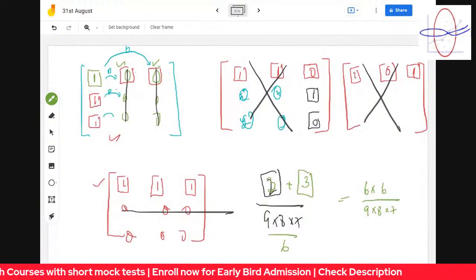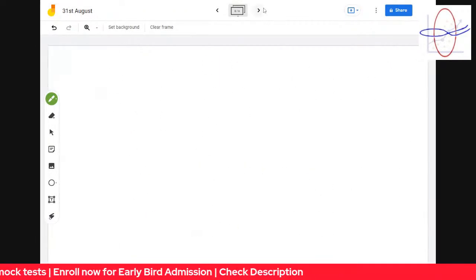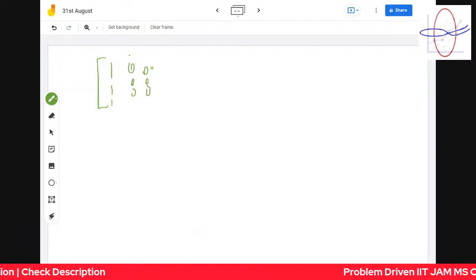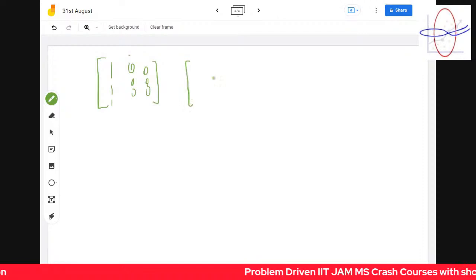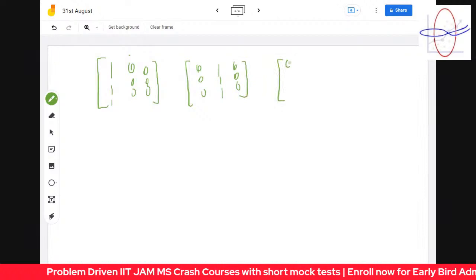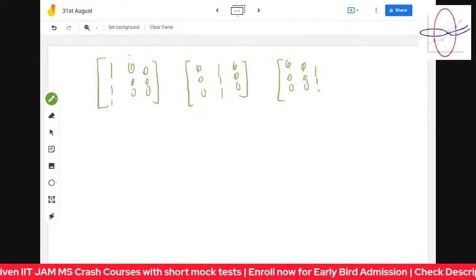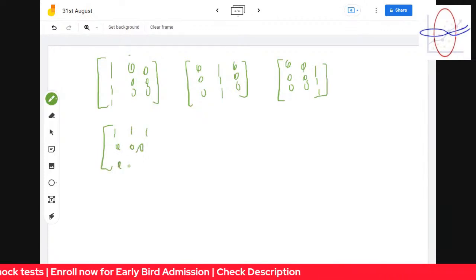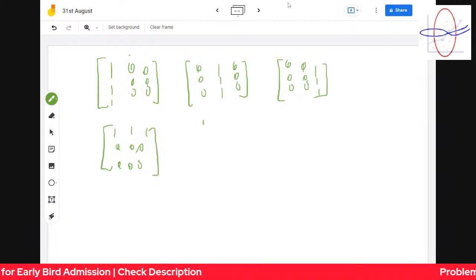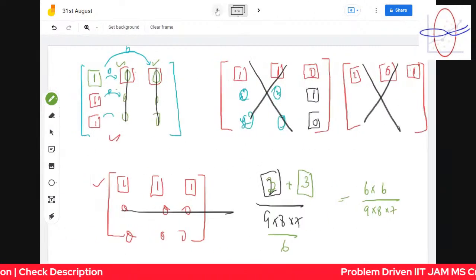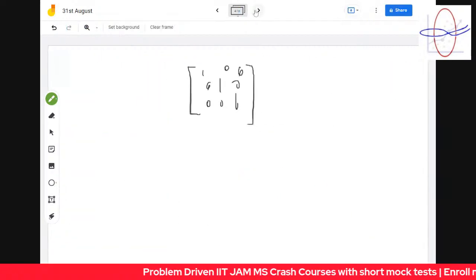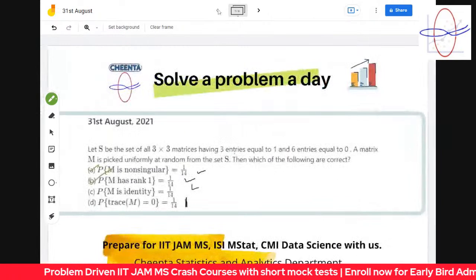Because the rank 1 singular matrices are the following, where 1, 1, 1 are here and 0, 0, 0 are here, 0, 0, 0 are here, and there's another case like this, 0, 0, 0, 0, 0, 0, 1, 1, 1, and the other cases are 1, 1, 1, 0, 0, 0, 0, 0, 0, and similarly other 3 cases. So 6 in total here. And similarly for the identity matrix, they are all permutation matrices, if you know permutation matrices. So we have got both of them to be 1 by 14.